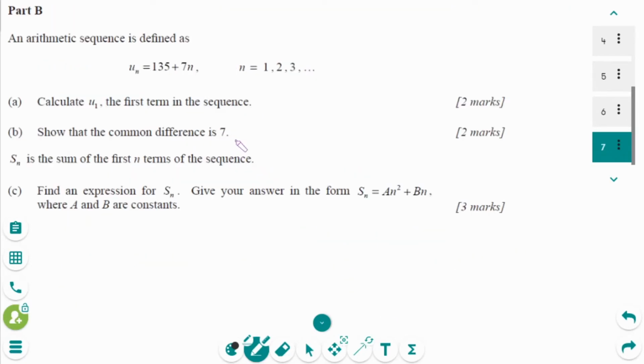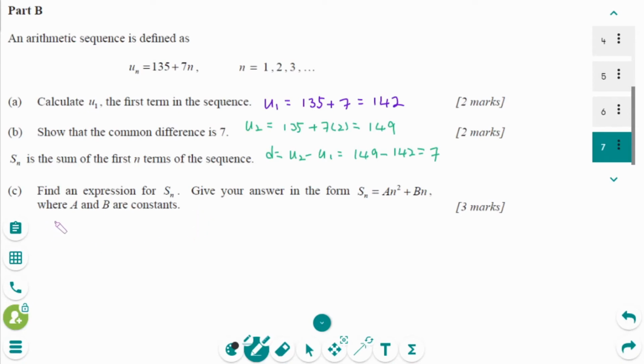Part B, number A, U1 equals 135 plus 7 equals 142. Number B, U2 equals 135 plus 7 times 2 equals 149. The common difference d equals U2 minus U1, which is 149 minus 142 equals 7.